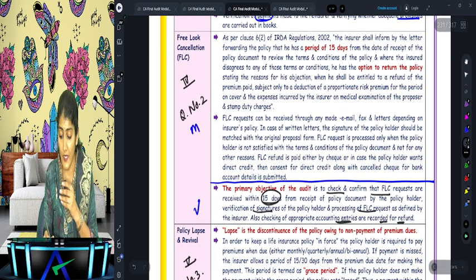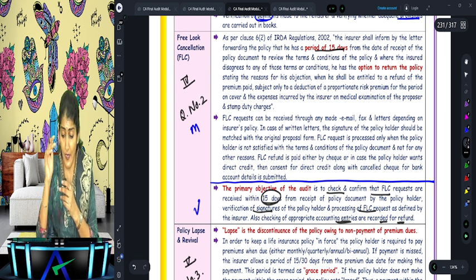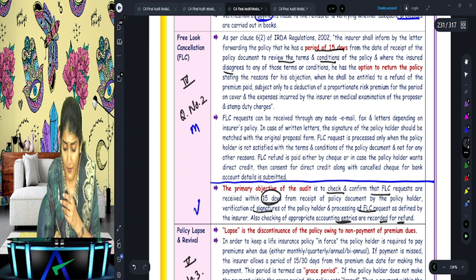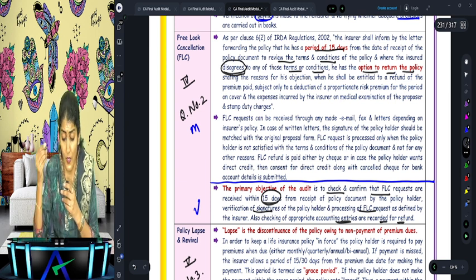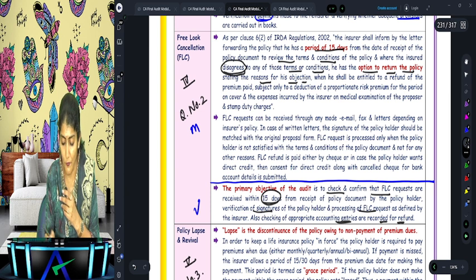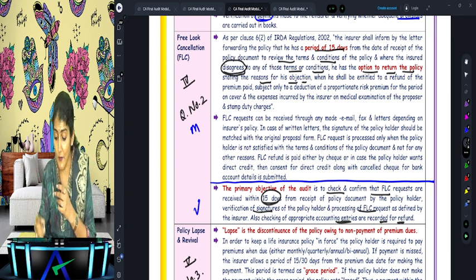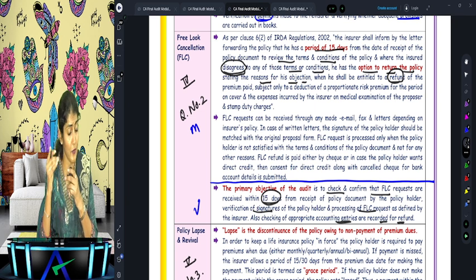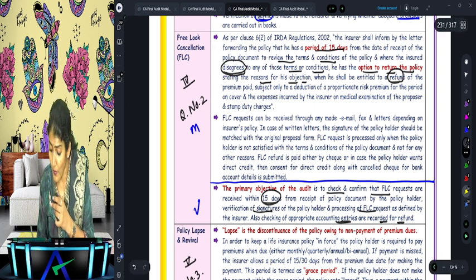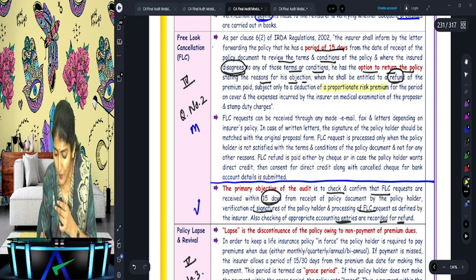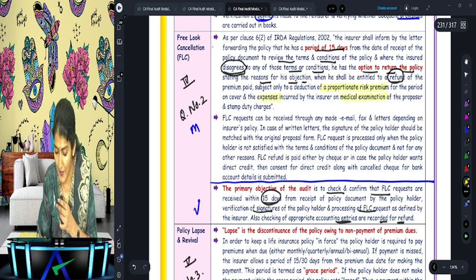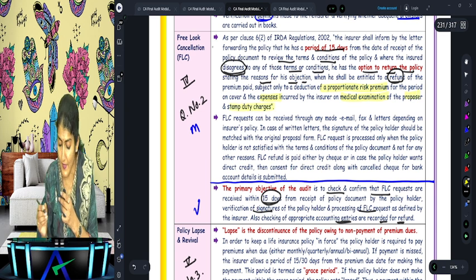So within 15 days of the issue of the policy, the policy holder can review the terms and conditions of the policy, and if the insured disagrees with any of these terms and conditions, he has the option to return the policy, stating the reason for his objection. In that case, will he be entitled to a refund of the premium paid? Yes, subject only to a deduction of the proportionate risk premium and the expenses incurred by the insurer on the medical examination of the proposer and the stamp duty charges.